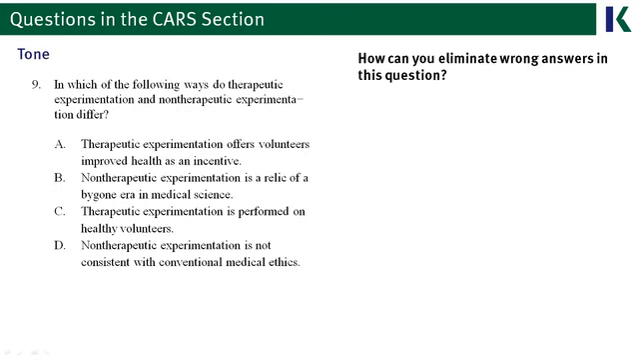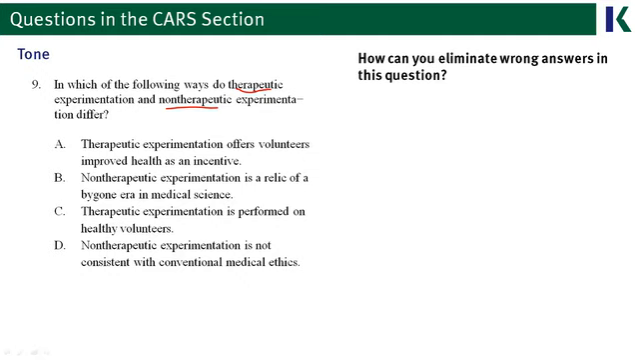In question 9, we're talking about therapeutic and non-therapeutic experimentation. And we remember from the passage excerpt, we only had been talking about non-therapeutic experimentation. So this passage probably talked about both therapeutic and non-therapeutic, but what we were able to get out of our passage excerpt was the information about non-therapeutic. And question 9 can be answered by strategic guessing using the tone of the author.